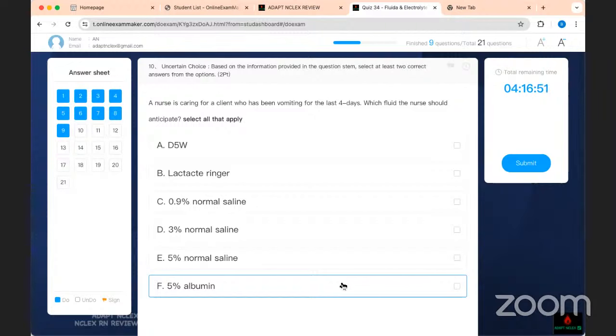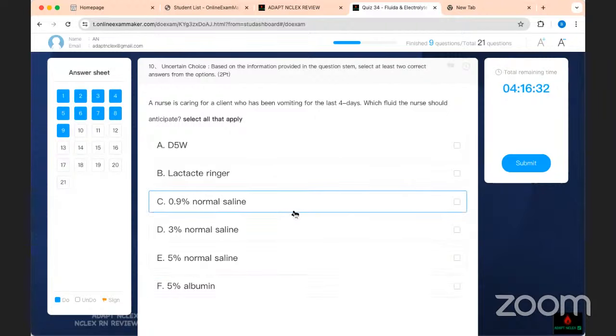Which fluid is for isotonic dehydration? Which fluid is isotonic? Pick an isotonic fluid. That's all. Otherwise, you overpick and you get it wrong. It's a select-all-that-apply. You know the answer, but then you lose points. This is not an isotonic fluid. When you infuse it, it becomes hypotonic. So it's not isotonic now.